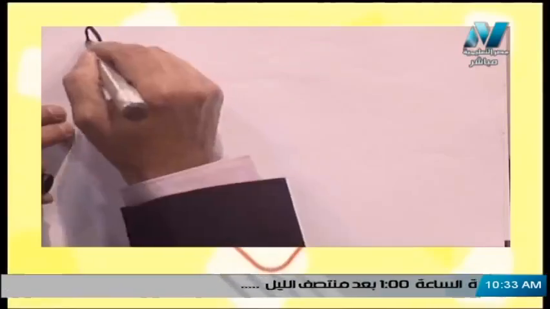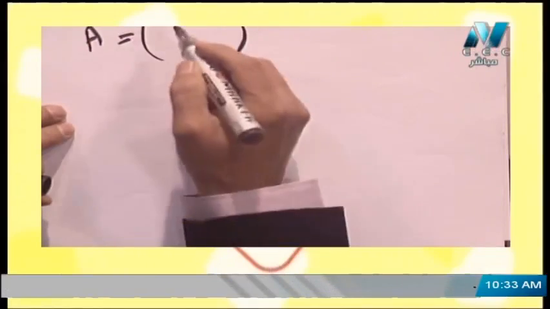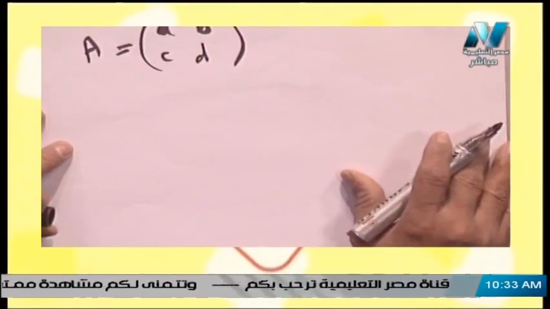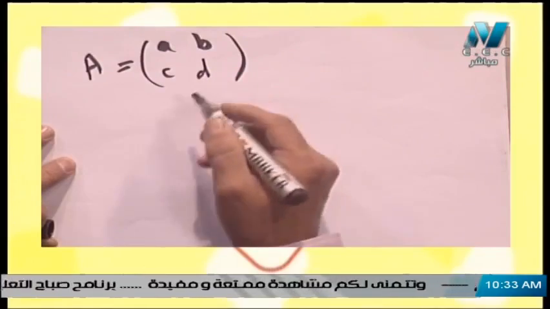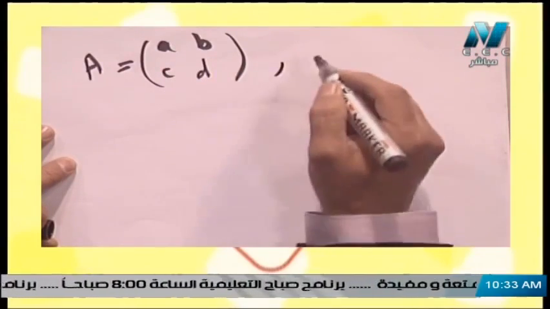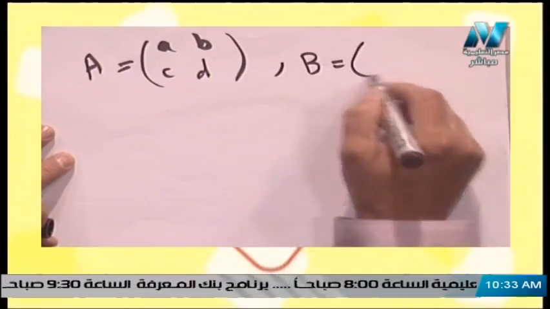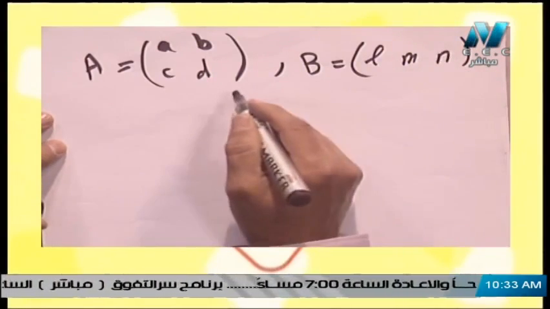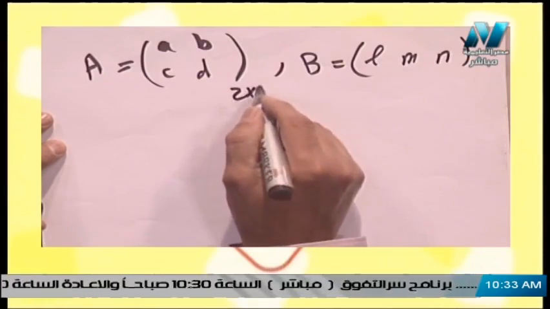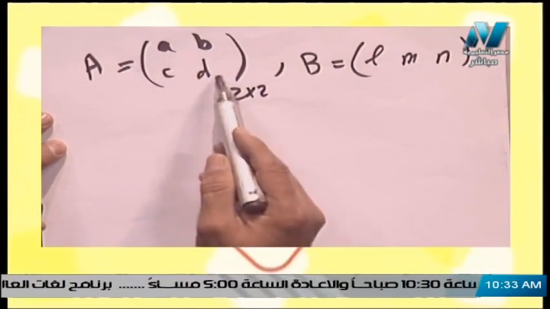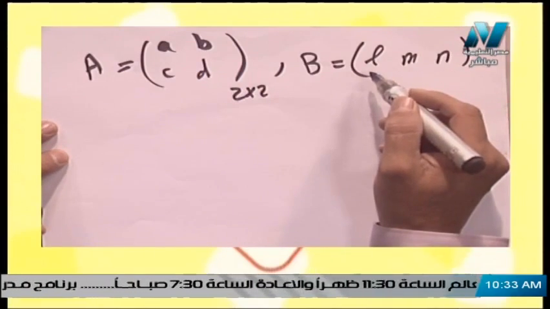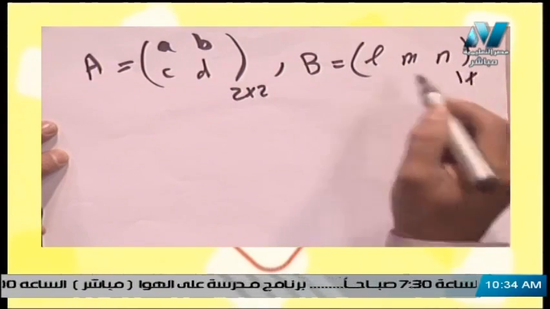We have matrices here. If we have a matrix A equals A, B, C, and D, and we have another matrix B equals L, M, and N. Matrix A is of order 2 by 2 because we have 2 rows and 2 columns. Matrix B is of order 1 by 3.